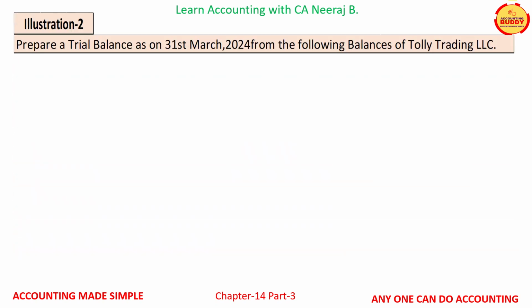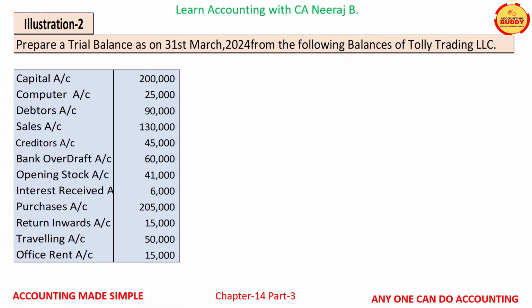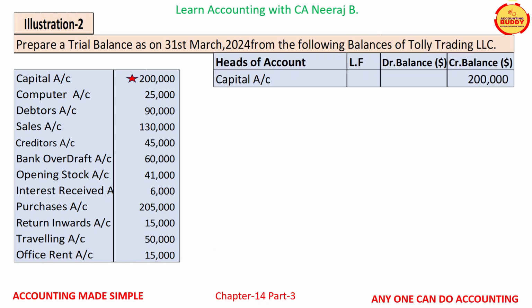Let us take another illustration to prepare the trial balance as on 31st March 24 from the following balances of the Tully Trading LLC. Capital is the amount payable by the business to its owners. Therefore, capital account is always placed in the credit column. Computer is an asset, so it is placed in the debit column.